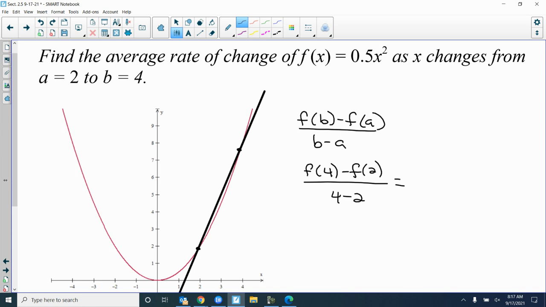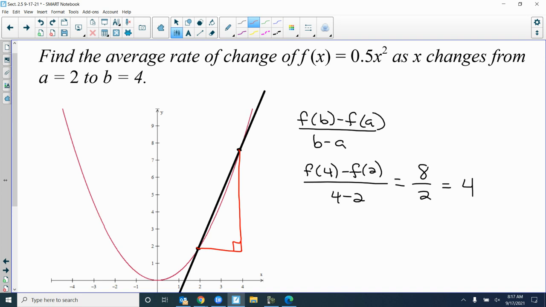We get 8. Attention, please. At this time, we need seventh graders with last names beginning with D through G. Please report to the pod for your screening and bring your eyeglasses. Eyeglasses only to the pod. Thank you.